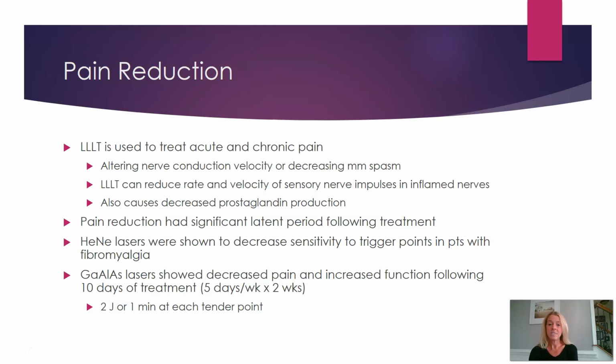Helium-Neon lasers have been shown to decrease trigger point sensitivity in patients with fibromyalgia, so this might be a treatment option for them where, again, it's typically hard to find things that are successful treatments for them. So this could mean using a laser treatment over a trigger point to decrease that to then be able to treat it. Gallium aluminum arsenide lasers, which are sort of the most powerful type of lasers, have been shown to decrease pain and increase function following 10 days of treatment where they were treated 5 days a week for 2 weeks. So a daily treatment, basically, with a 2 joule or 1 minute treatment at each tender point.